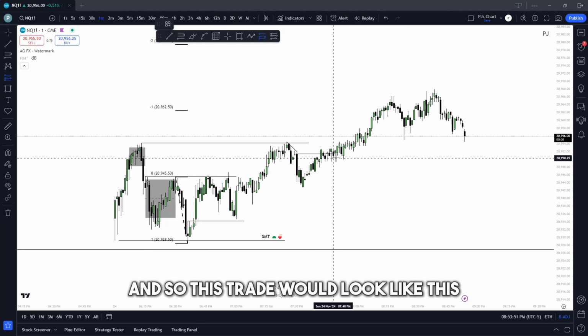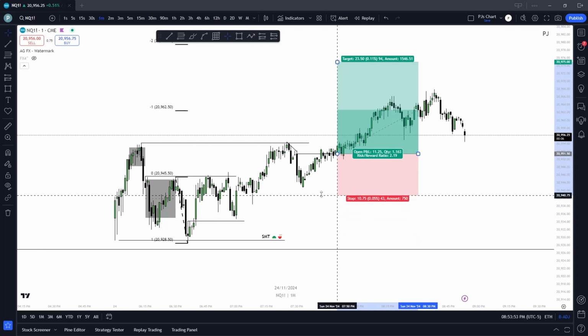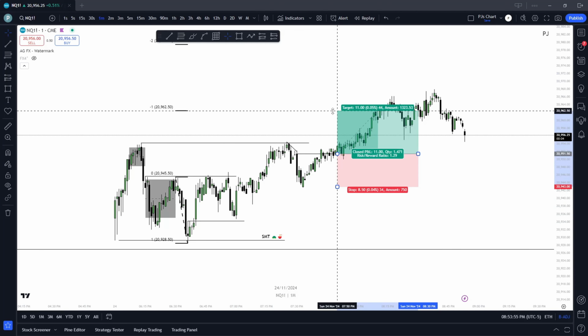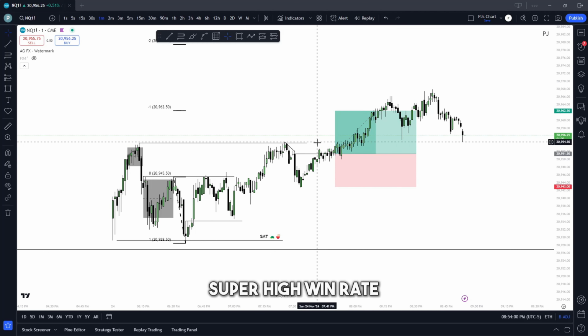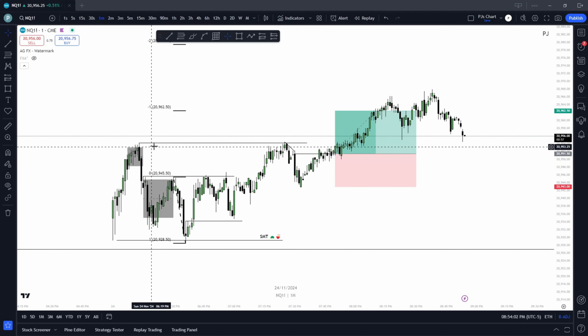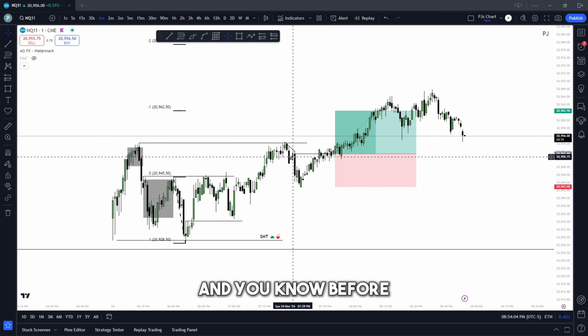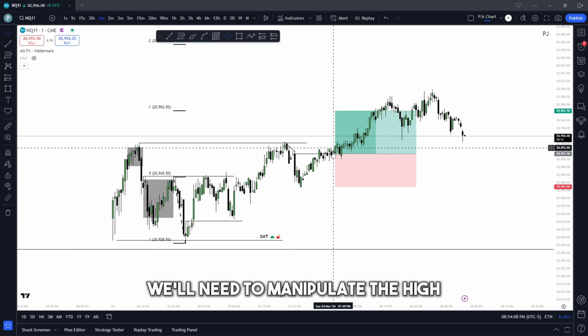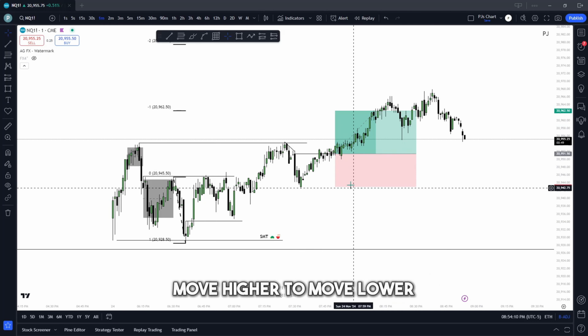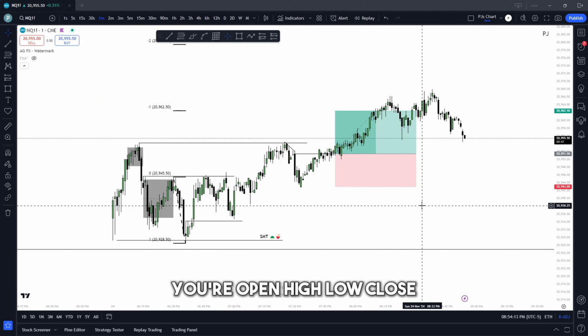And so this trade would have looked like this, by the way, right? Nothing, absolutely nothing crazy. Super high win rate inside of your buy model, equal highs, induced liquidity, and even if we need to run lower, we'll need to manipulate the high, move higher to move lower. Your open, high, low, close.